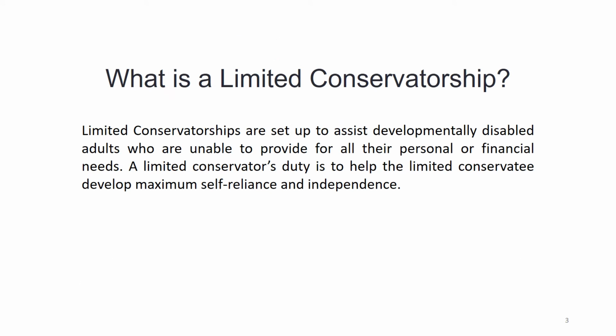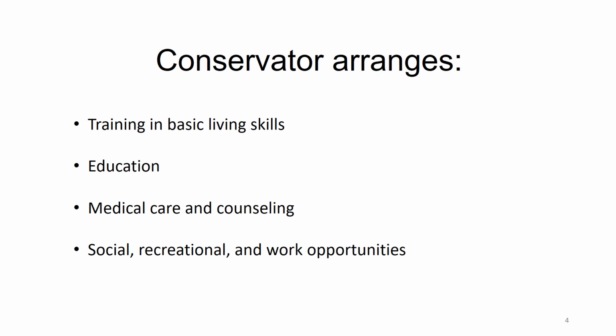A limited conservatorship is a special type of conservatorship case in California designed to assist developmentally disabled adults who are unable to provide for their personal or financial needs. The conservator's duty is to help the conservatee develop maximum self-reliance and independence. Some examples of the things the conservator will arrange for the conservatee include but are not limited to training in basic living skills, education, medical care and counseling, social, recreational, and work opportunities.